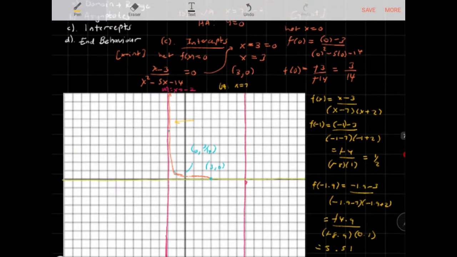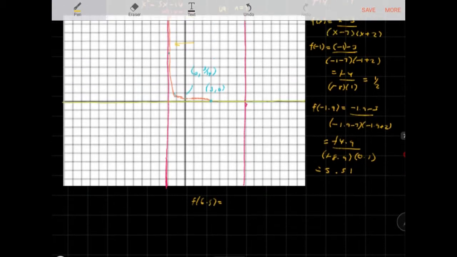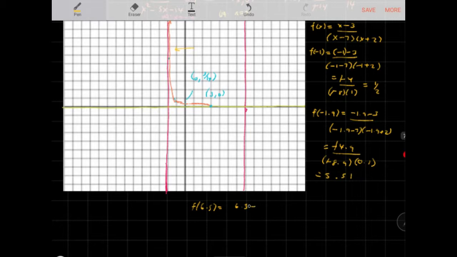Well, let's test some points here. Let's test f of something close to this asymptote. Let's do f of 6.5. So if you do f of 6.5, you plug this in, you get 6.5 minus 3 over 6.5 minus 7 times 6.5 plus 2. 6.5 minus 3 is going to give us 3.5 over negative 0.5 times 8.5.